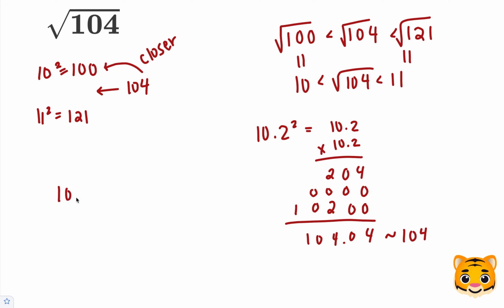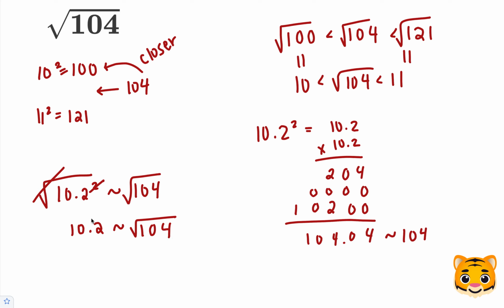Now we can write 10.2 squared as approximately 104. Taking the square root of both sides, we'll cancel out the squared and the square root here to give us 10.2 is approximately the square root of 104. This will be our approximated solution.